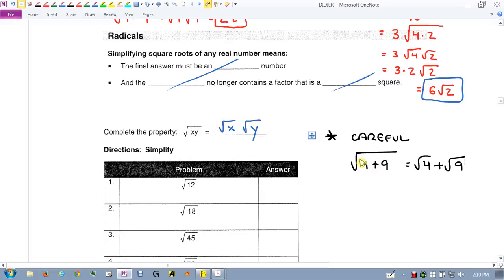See, I split this square root, and it was 4 plus 9. I split it into square root of 4 plus square root of 9. That is not allowed, right? Because what is the square root of 4? 2. And square root of 9? 3. So you would be saying here that this is equal to 2 plus 3, which is 5, right? Is the square root of 13 5? No. Square root of 25 is 5. So this property, doing it this way, does not work. It does work, however, if it's multiplication between the two. All right, so just be careful on that.